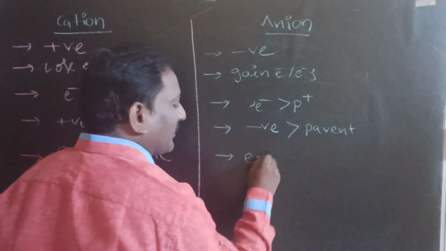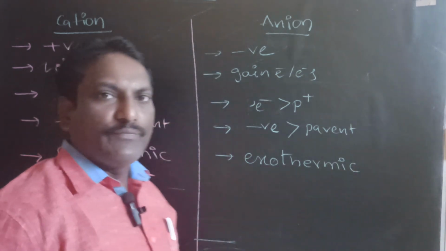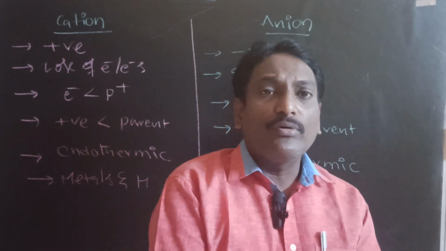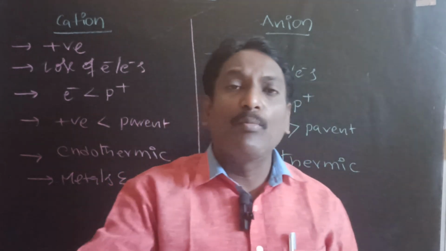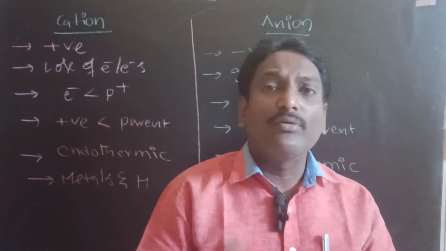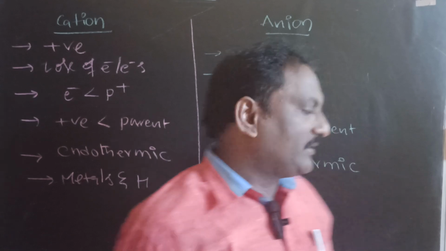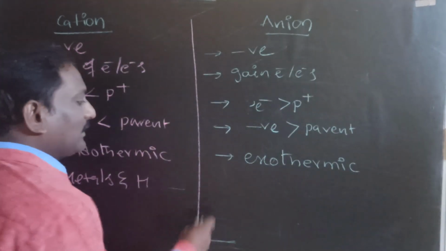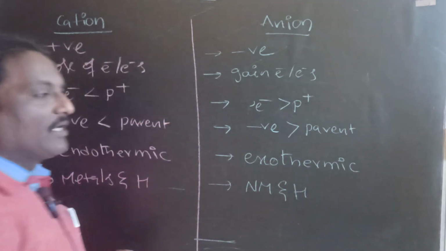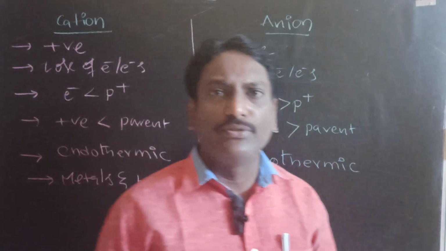Next, it is exothermic in nature because if you want to add an electron to the valence shell of an atom, some amount of energy is given out. When an electron is added to the outermost shell of an atom, some energy is given out. So that's why formation of an anion is exothermic in nature. Generally, anions are formed by non-metals and hydrogen. So these are a few words regarding what is meant by cation and anion. Is it clear to you?